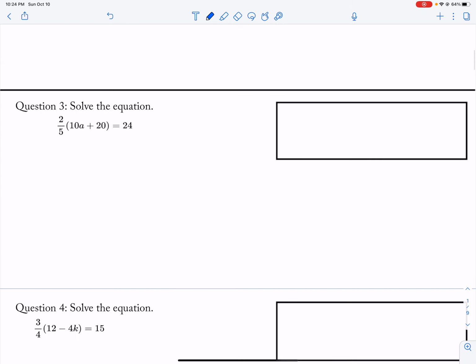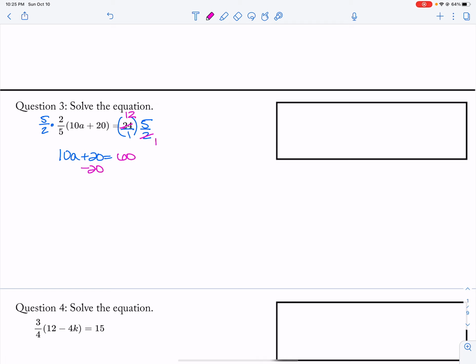All right, to solve this equation, I can do one of two things. I can distribute first, or I can multiply both sides by the reciprocal, which is flipping the fraction. Then what I get is 10a plus 20 is equal to, remember we can cross cancel, so 24 and 2 reduce to 1 and 12, and then 12 times 5 is 60.